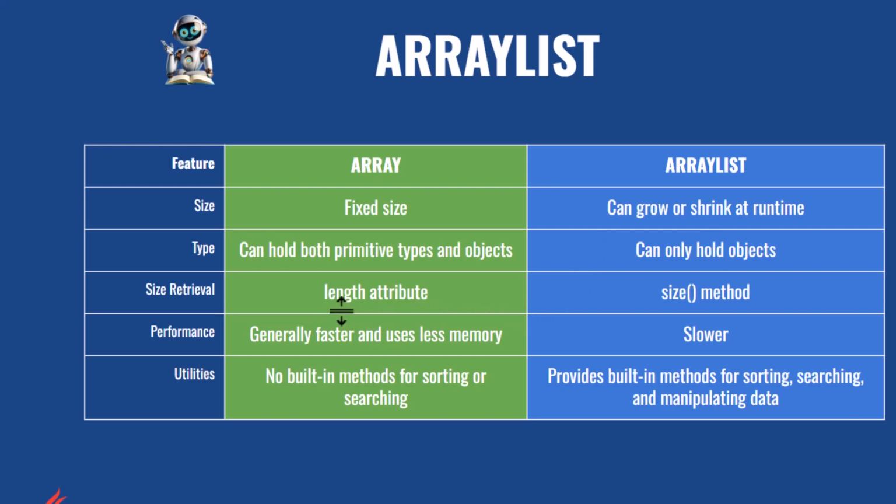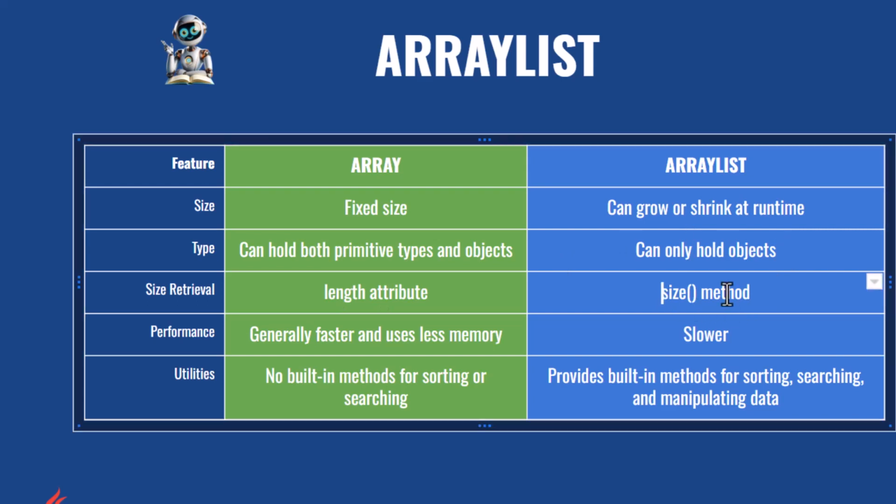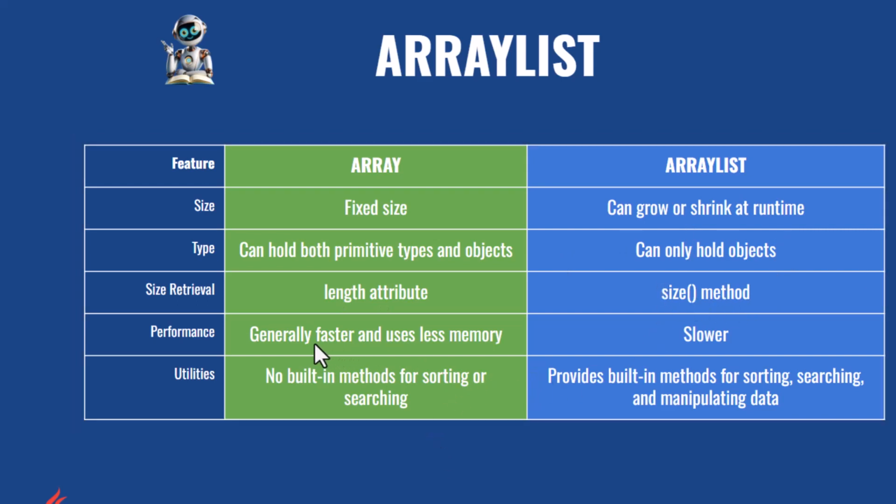Size. If you want to know the size of an array, you simply use the array name and then .length, which is the length attribute. With the array list, you use the size method. In general, arrays are faster and they use less memory. Array lists are slower. All right. And I'm going to cover some of this, particularly with array lists. There are built-in methods for sorting, searching, and manipulating data, which you don't have in arrays. All right, so let's start coding.